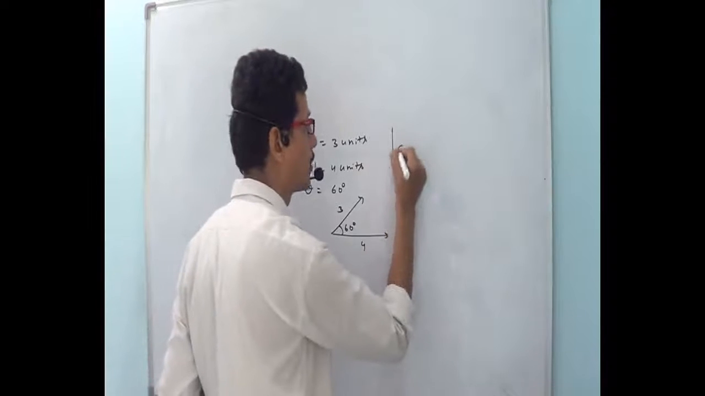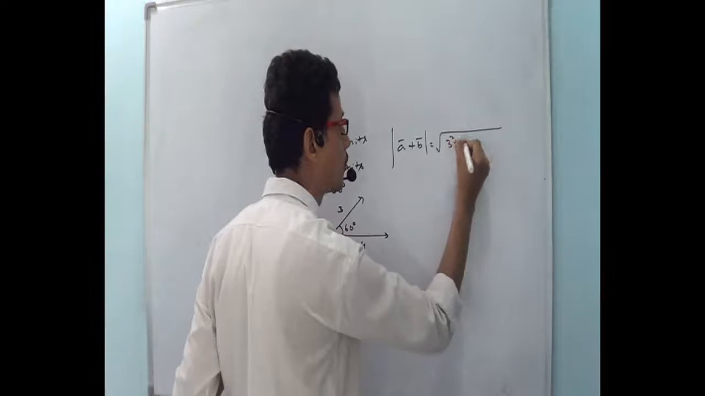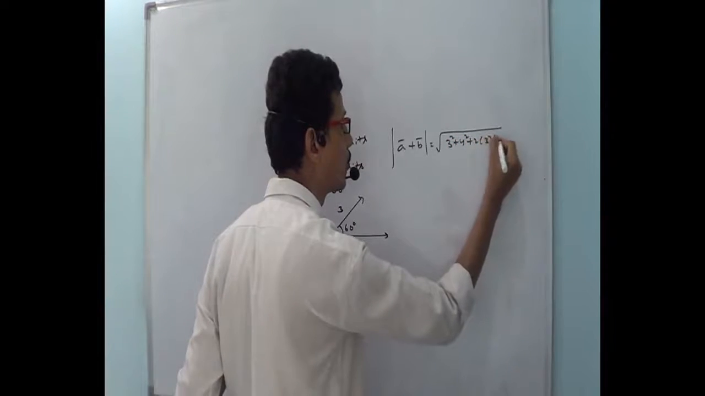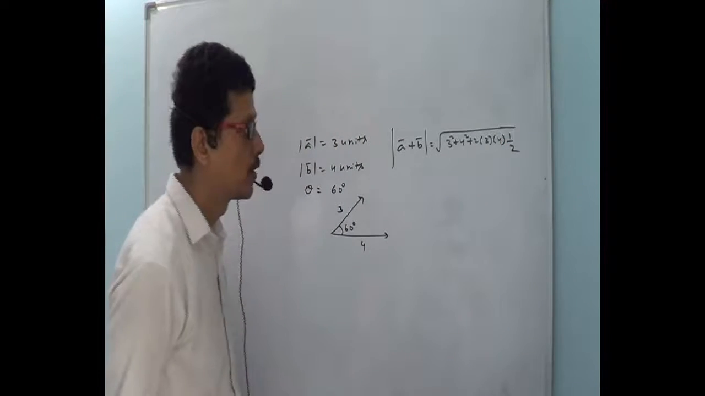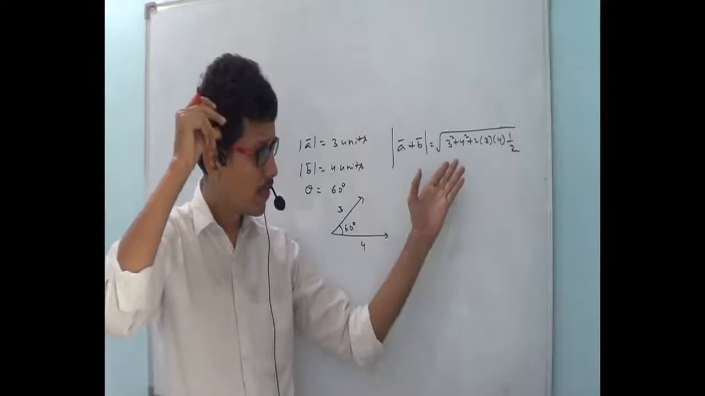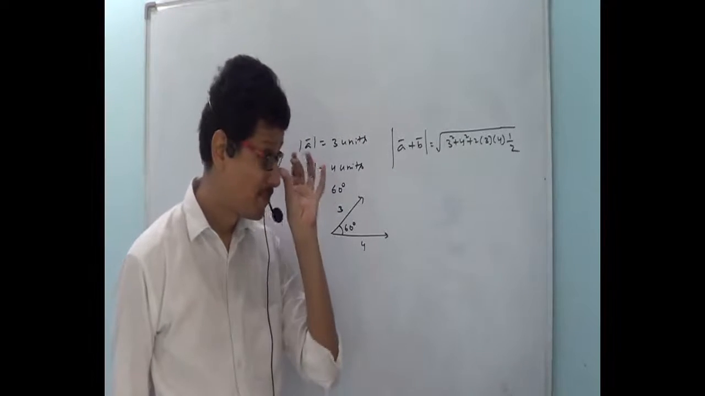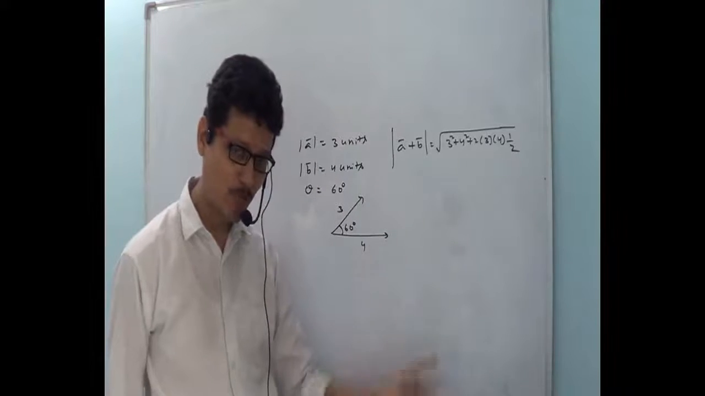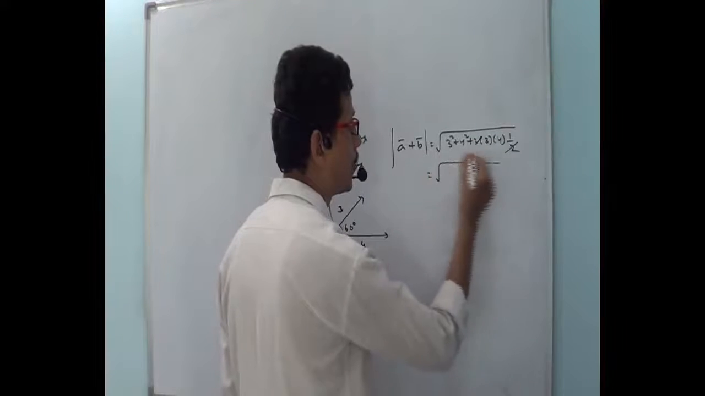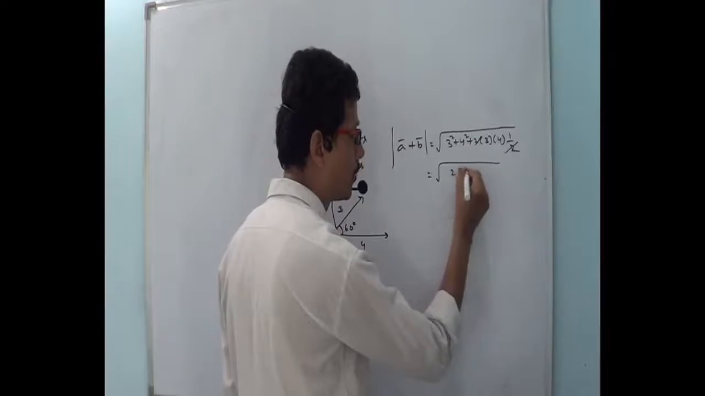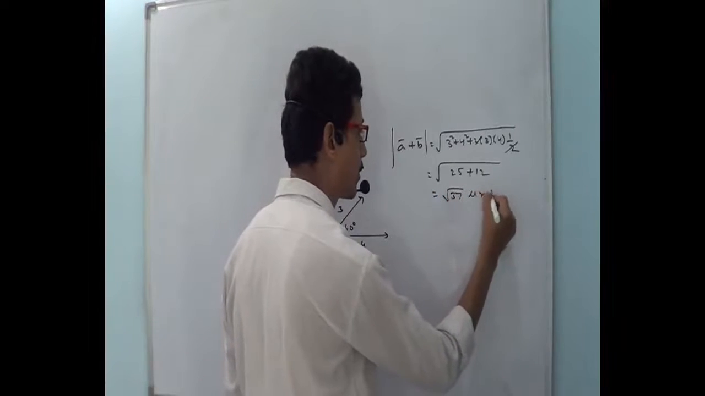First, he'll ask what is the modulus of A bar plus B bar. Root of 3 square plus 4 square plus 2 into 3 into 4 cos 60. Cos 60 is how much? Half. That is what we derived yesterday, the parallelogram law of vectors: root of A square plus B square plus 2AB cos theta. So this 2 got cancelled, and root of 9 plus 16 is 25, plus 12. Root 37 units is the answer, okay?